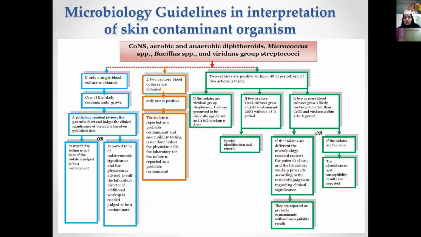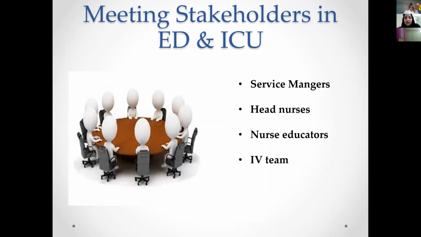First, we started as a team to review the hospital guideline for interpreting contaminated samples, and we developed this guideline with our microbiologist at King Khalid University Hospital. Then we set our core team from the departments with the highest rate of contaminated samples, emergency and ICU. We involved the service manager, the leaders, the head nurses, and the nurse coordinator to help us educate the nurses, and the infection control team also.